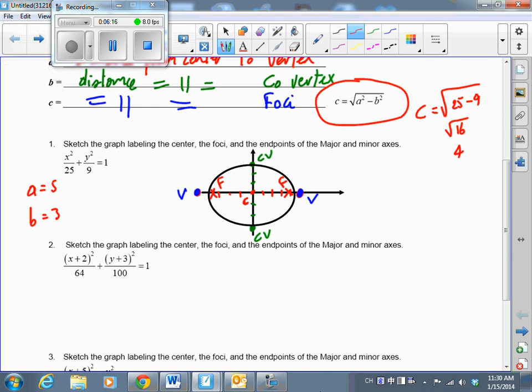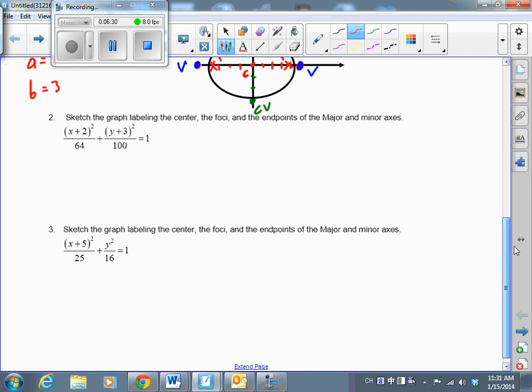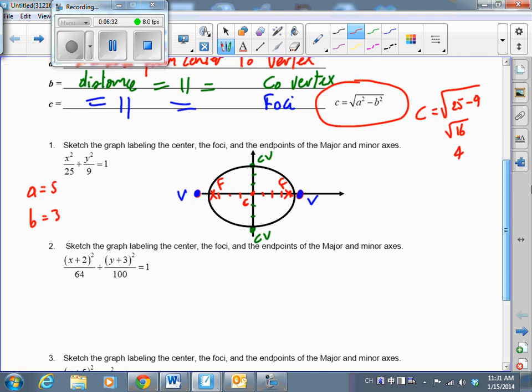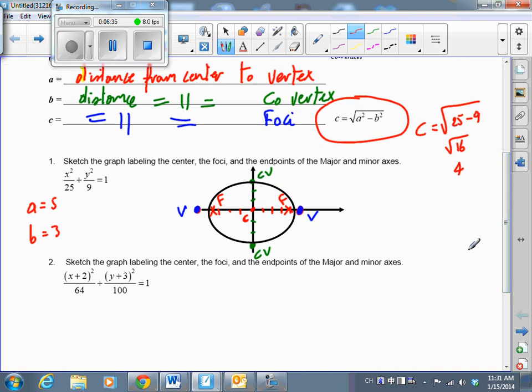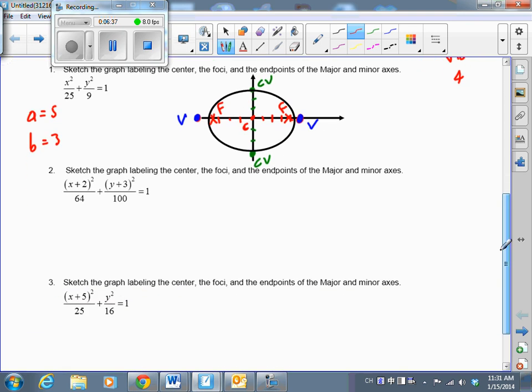Any question on this? So if it was vertical, then you are counting on the other side? Yes, you just count based on where it's located. If it's located below X, below Y, and so on. Now, I don't know what we're doing tomorrow, but I will show you something cool today. Let's look at the next one. It says sketch the graph labeling center, foci, and endpoints of the major and minor axis. Not a problem. Let's do the same thing we just did.